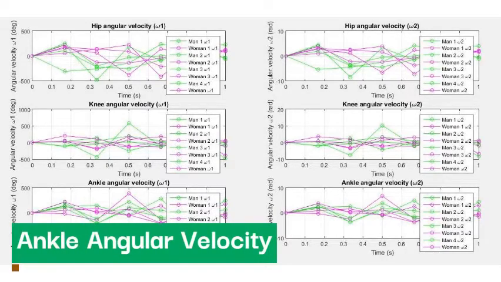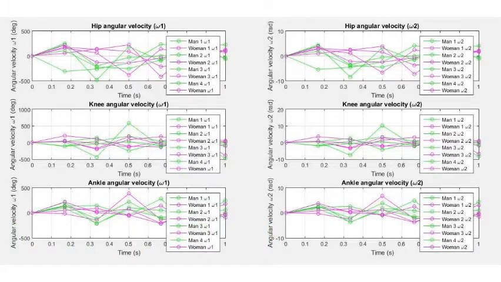Analyzing the ankle, most of the lines follow the same pattern. This means that even though they could have different movements and each of them made the kick as they wanted, the ankle remained placed similarly in each kick.